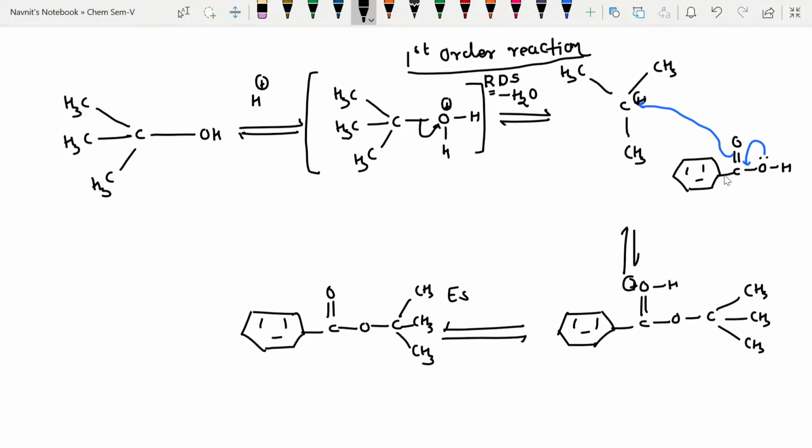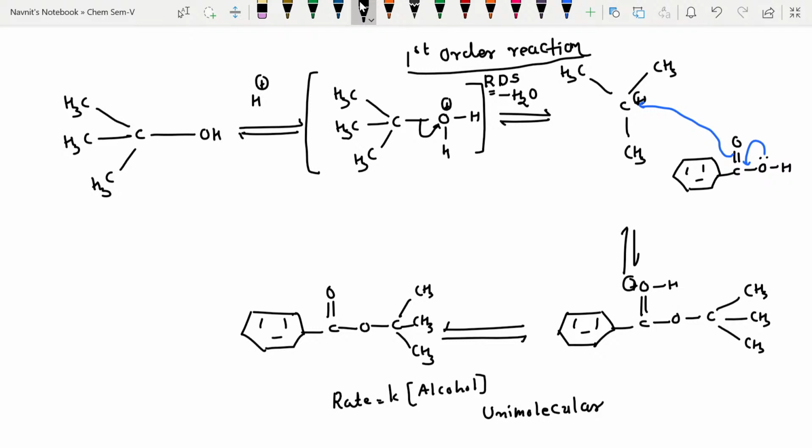This is not in your syllabus. This is the mechanism of esterification. So in esterification, the rate only depends on the concentration of the alcohol. That's why it is also a unimolecular reaction. Okay. So this is all about AAL1.